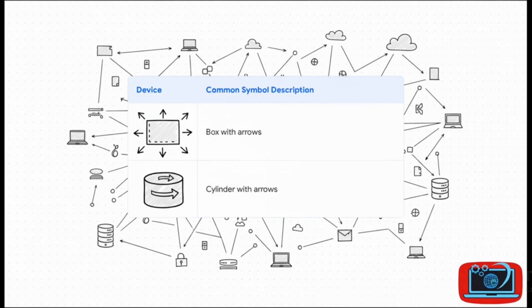And it's really pretty simple. Engineers use this visual shorthand. A square box with arrows, that's usually a switch, the guy handling local traffic. See a cylinder with arrows? That's almost always a router, the gateway to the outside world. It's a clever way to turn a really complex system into a map that anyone in the know can read.